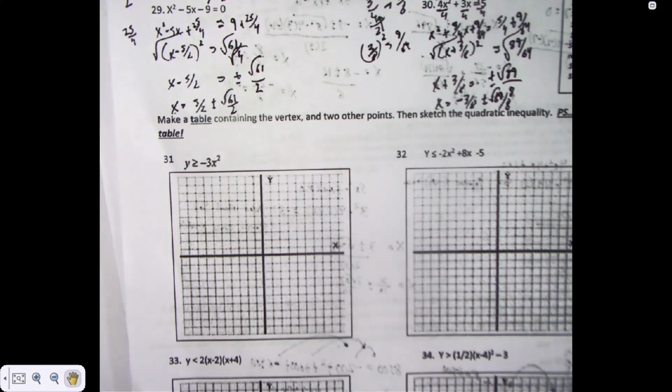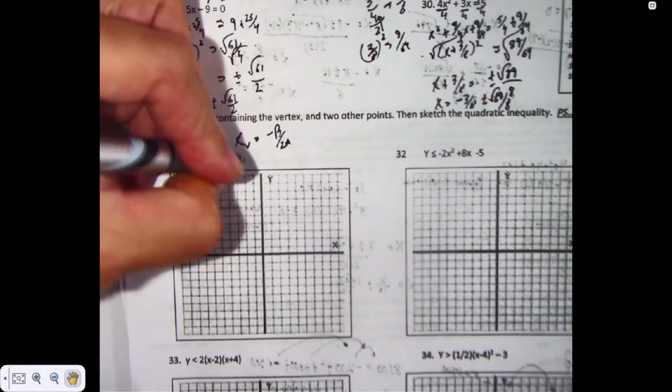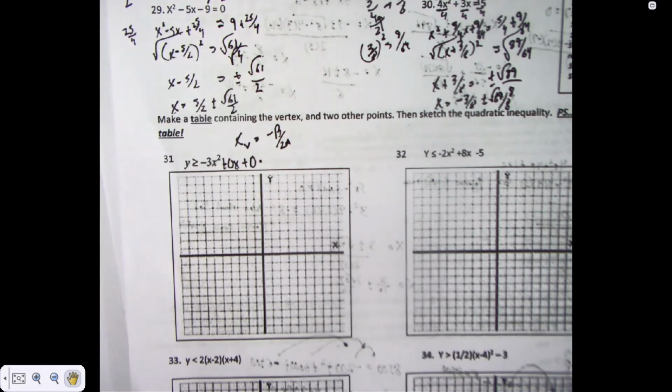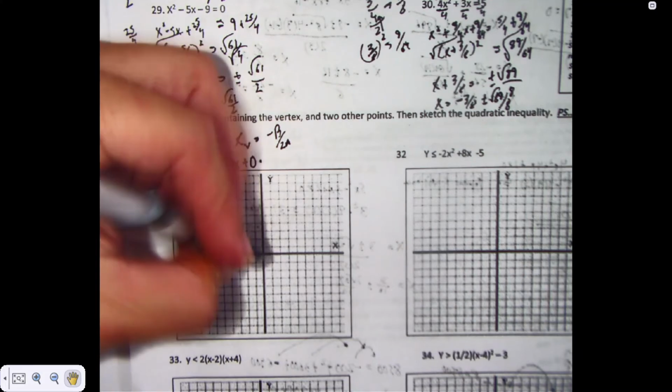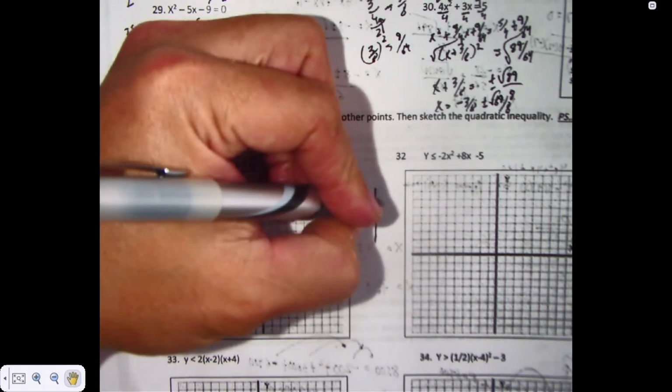If you were to try the vertex formula here, the x-coordinate of the vertex is opposite b over 2a. This is like plus 0x plus 0, right? Opposite b would be 0. The vertex is at 0. The y-intercept is at 0. It's right here. So one thing I know is I have the point 0, 0.